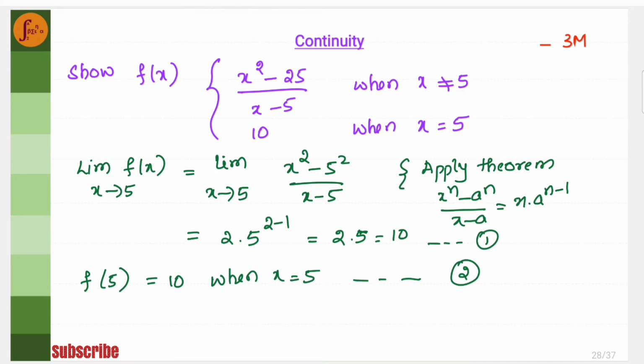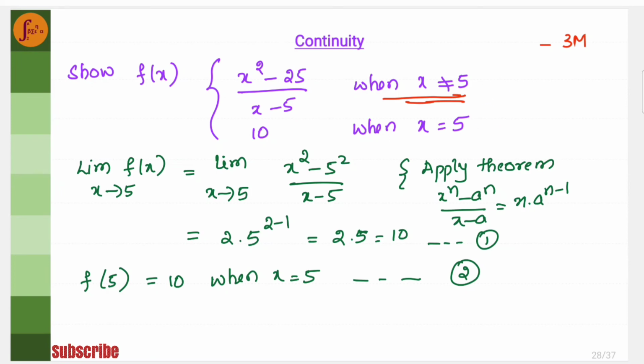Show f of x is continuous when x is equal to 5. So we'll have to first take the limit on the expression which is not equal to 5, which is less than 5 or greater than 5 but not equal to 5. So this is the expression, right, which is not equal to 5. On this we'll have to apply limit. Why will we have to apply limit? Because limit is always applied on a value which is very close to the actual value, right? If x is equal to 5, we will apply limit on the expression when x is very close to 5, say 4.9, 4.99, 4.9999, but it will not be 5.